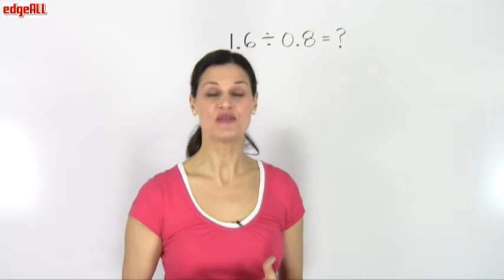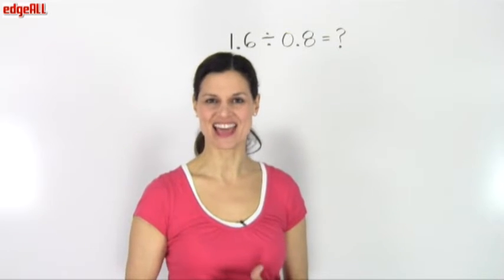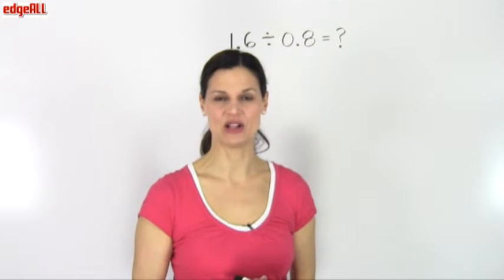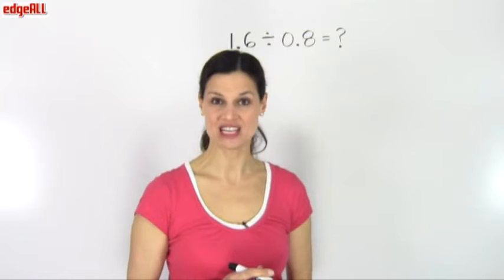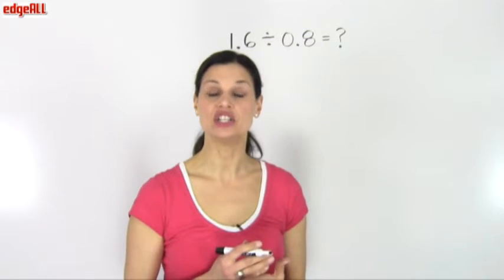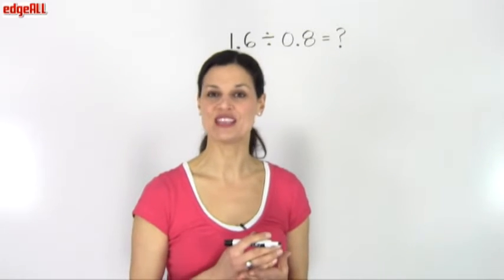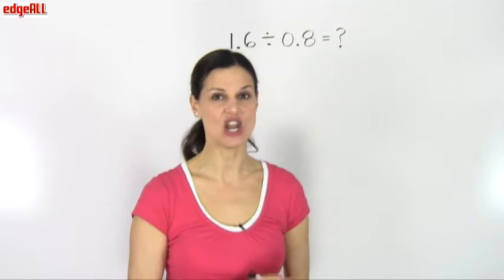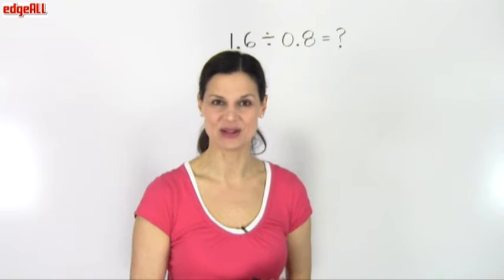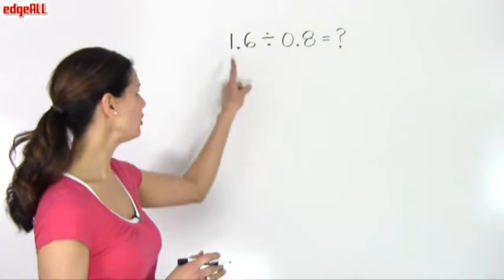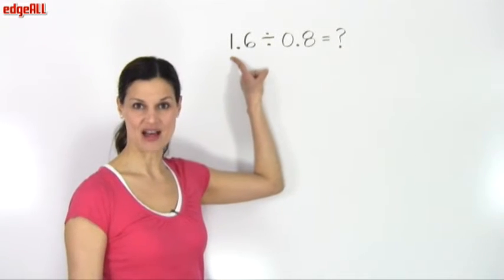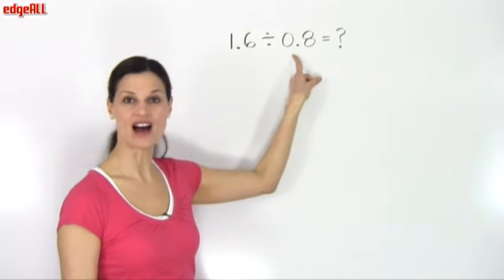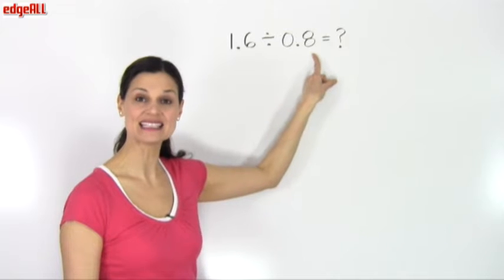we can also perform long division to find the answer. Now, when the divisor is a decimal, the first thing you need to do is to adjust the number so that the divisor is a whole number. Your divisor cannot be left as a decimal. So, for example, we have our dividend here of 1.6 divided by our divisor of 0.8.